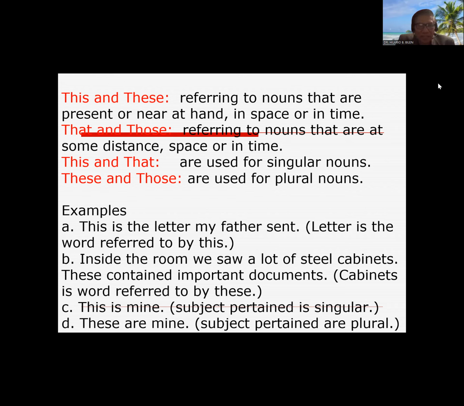Another example, this is mine. That is singular. These are mine. So the subject of "this is mine" pertains to singular, while "these are mine", you are talking about a plural form. Okay?